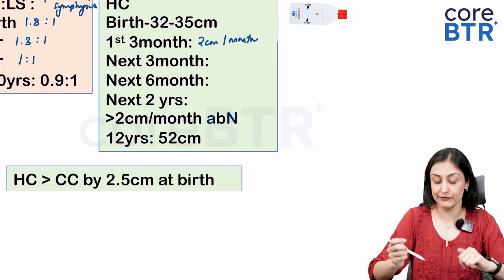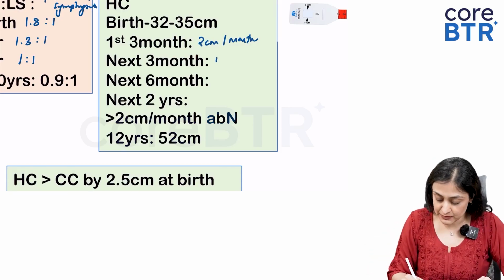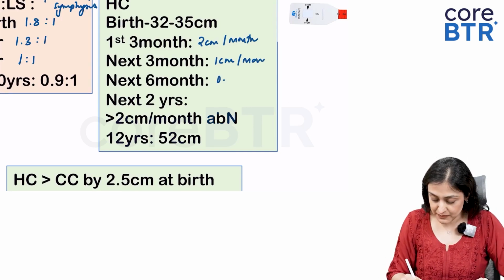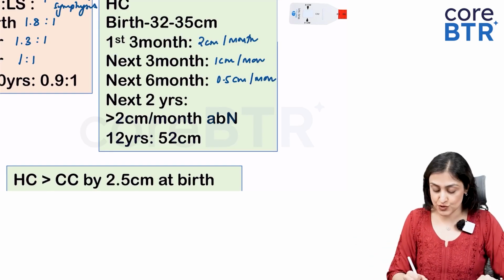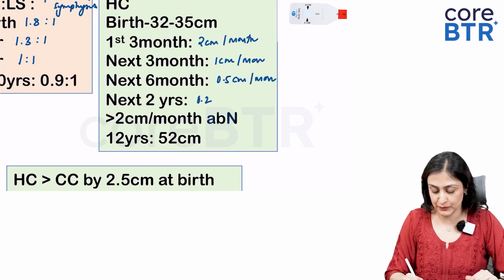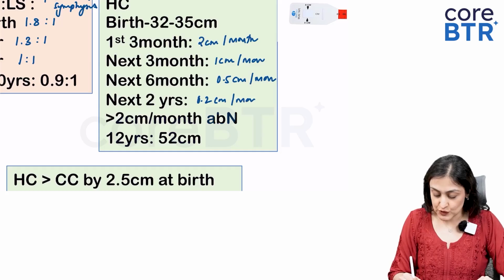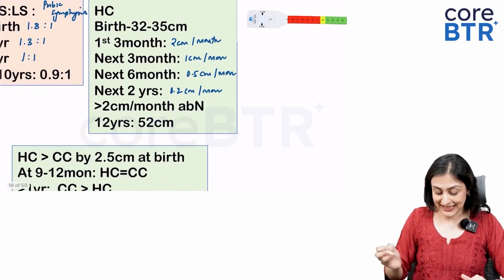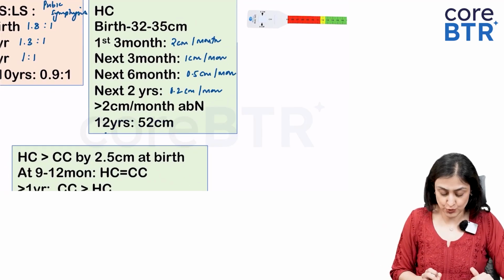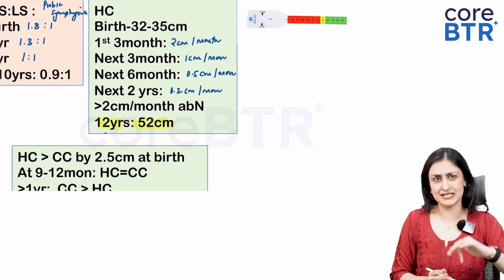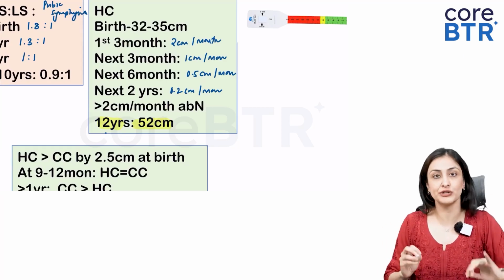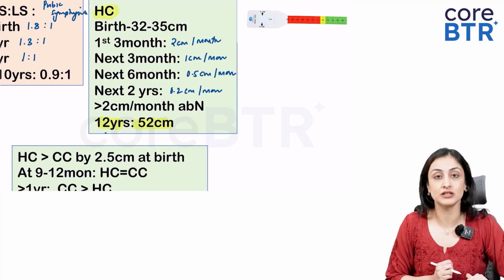After that, keep doing half and half, right? So the next 3 months it becomes 1 centimeter per month. After that, for 6 months, it becomes 0.5 centimeter per month. And then for the next 2 years, it's 0.2. So keep doing half-half. All right. So this is what we need to remember. By 12 years, it reaches 52 centimeter, and that's the maximum that your head circumference ever will be. So this is about head circumference.